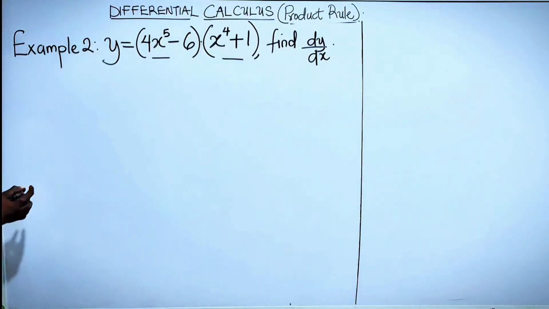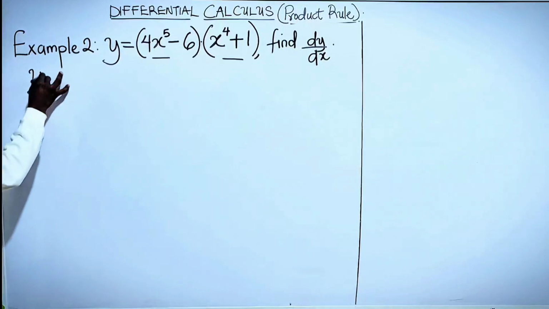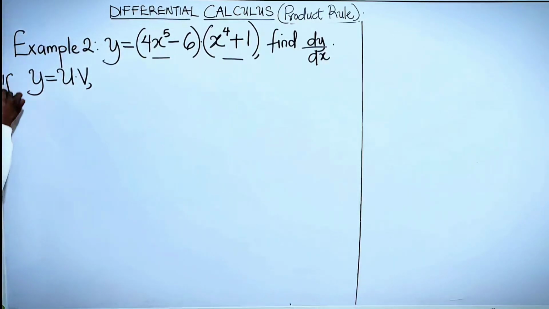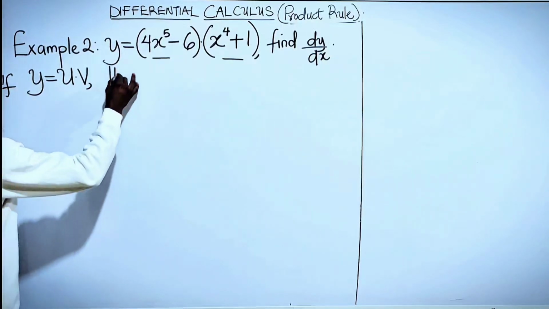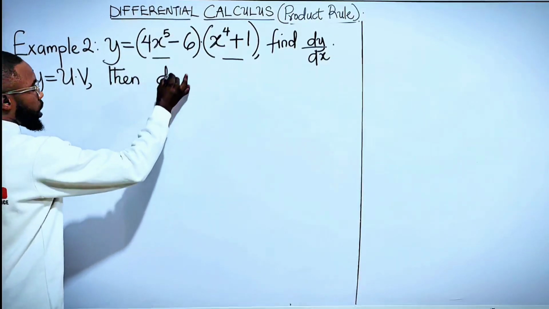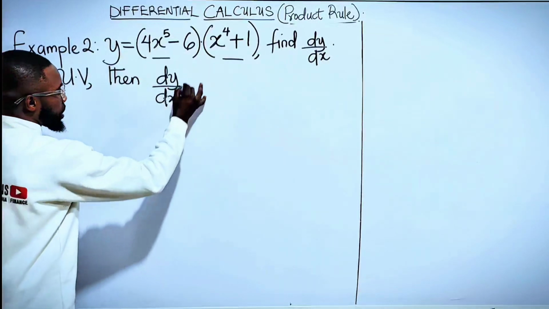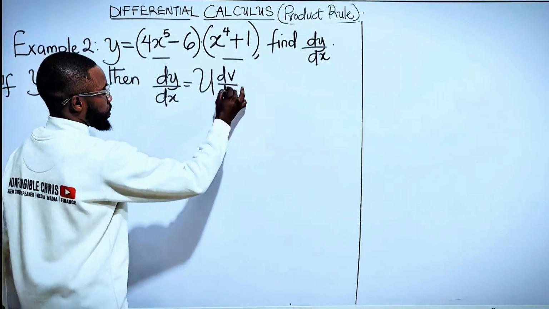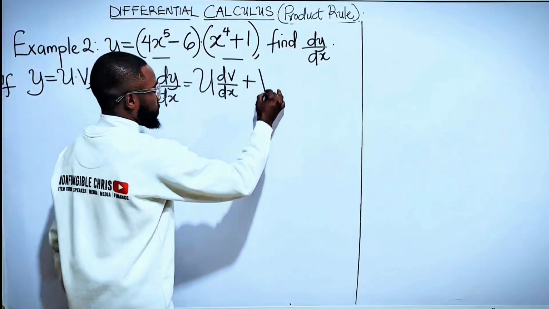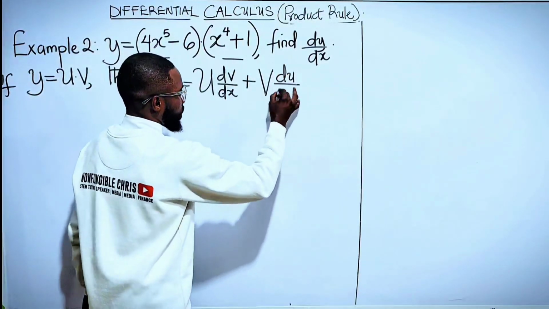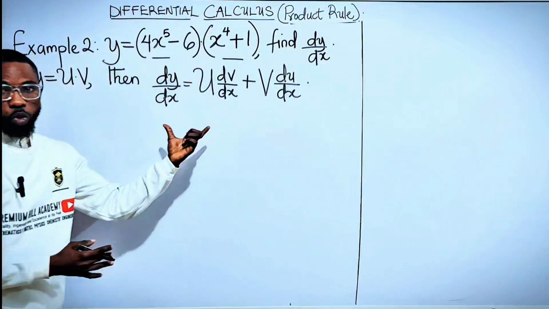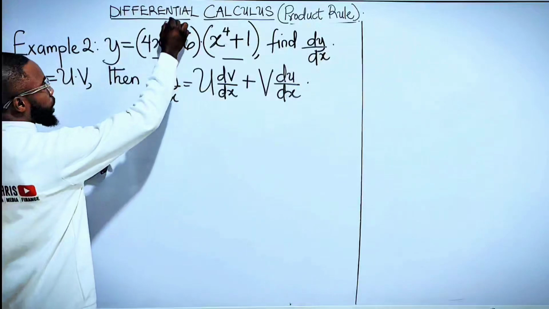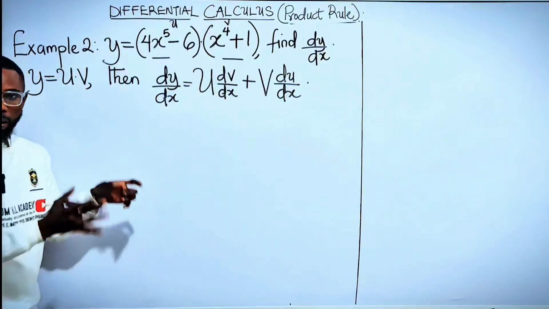So how do we solve this? First of all, we know the formula: if y is equal to u times v, then dy over dx is going to be u dv with respect to x plus v du with respect to x. That's what it's going to look like. So let's start solving by substitution. As I said, this becomes our u and this guy becomes our v.